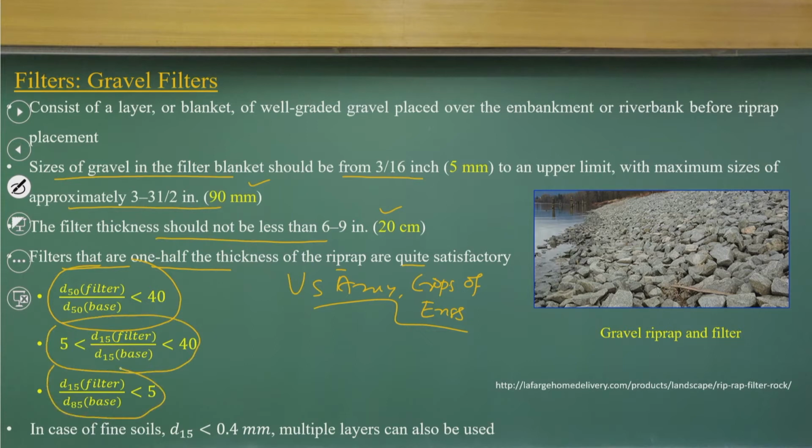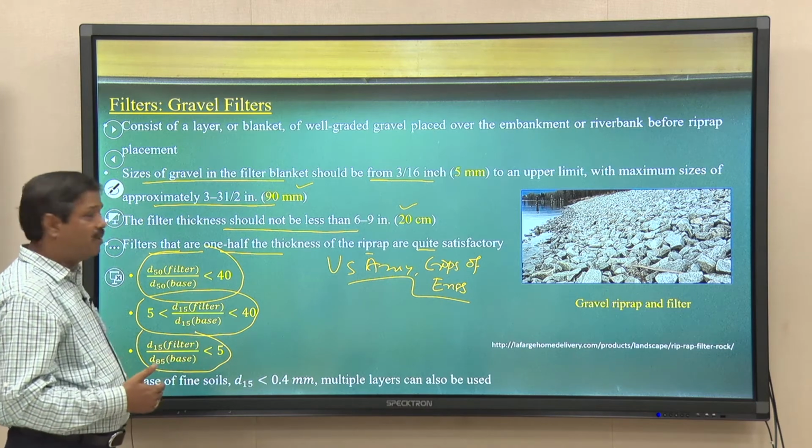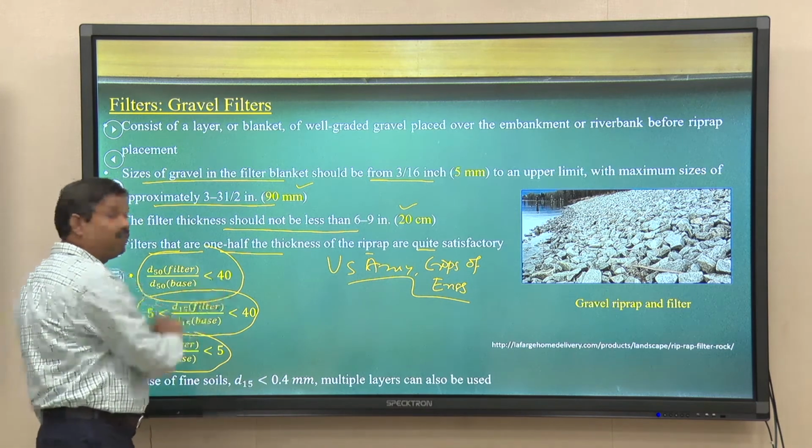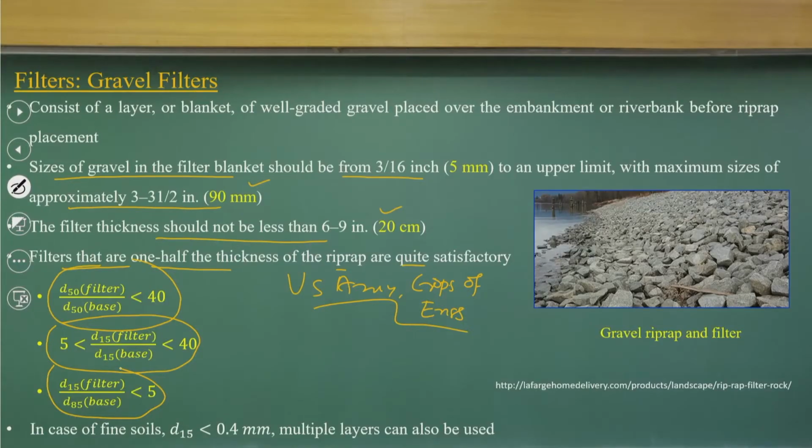The ratio between the D50 of the filter and the D50 of the base should be less than 40. The ratio between the D15 of the filter and the D15 of the base should range between 5 and 40, and the ratio of D15 of the filter to D85 of the base should be less than 5.